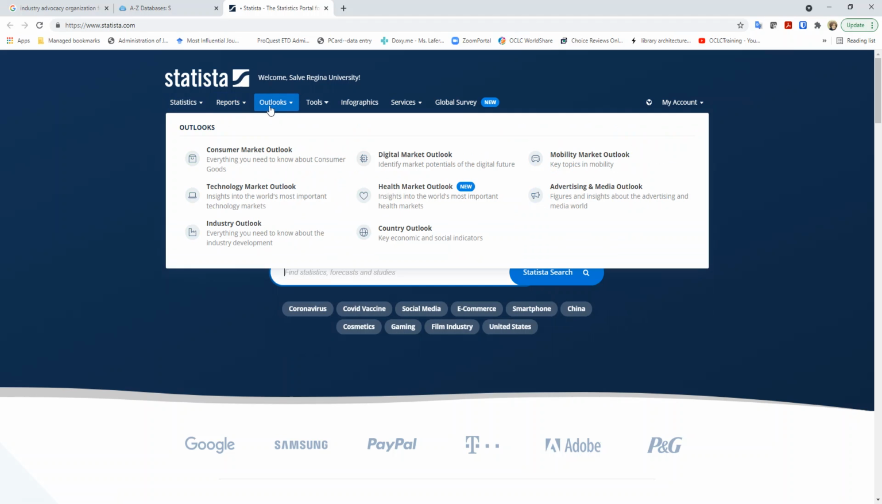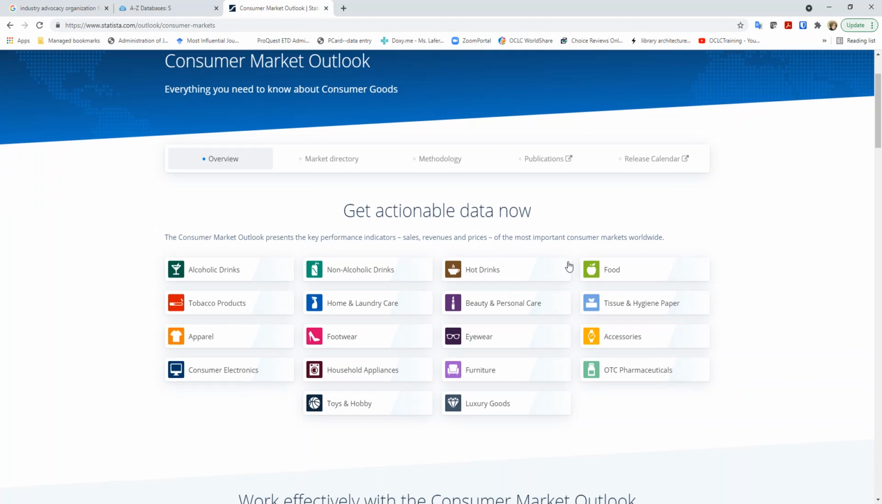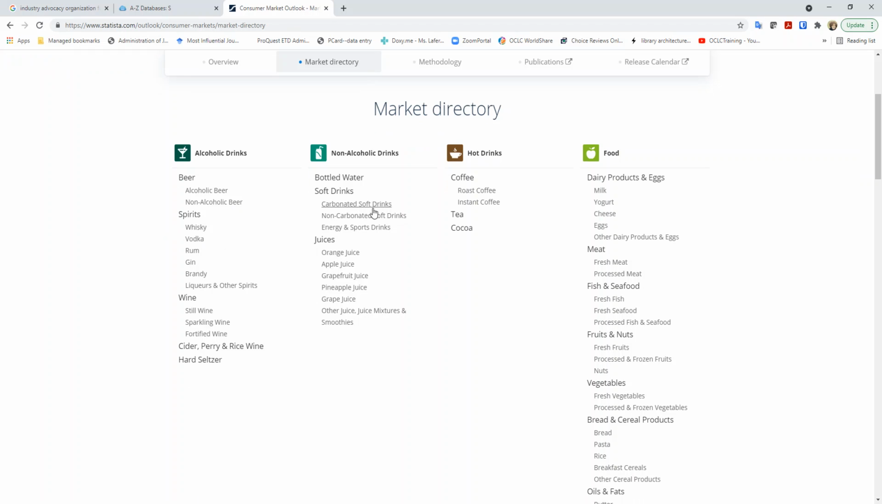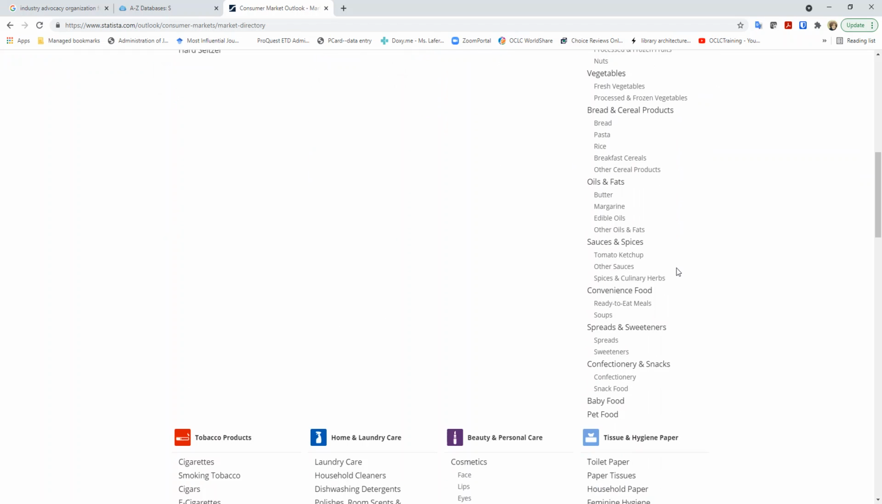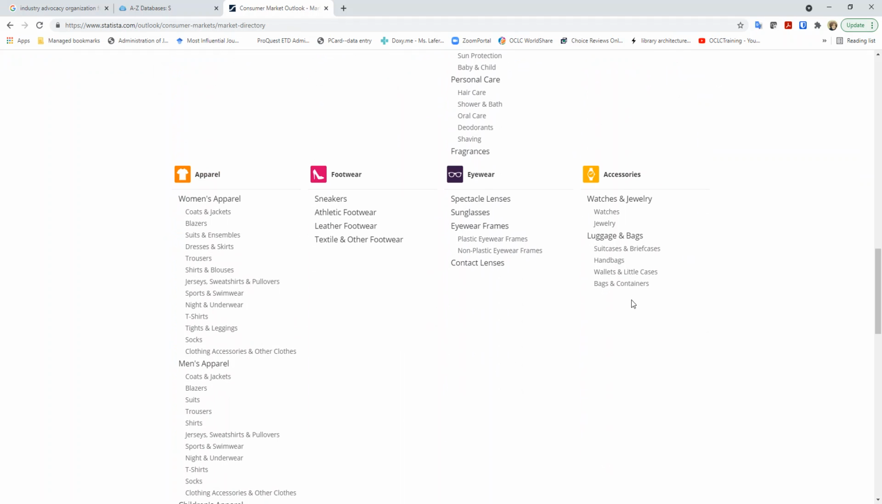So, for example, if we start with Outlooks, we look at the consumer market outlook. So this is like a looking into the future. And you can find information about consumer goods. Your product may be listed right here. These are broad categories. But if you go to Market Directory right here, it lists a much more broken down and granular list of products in each division of type of product.